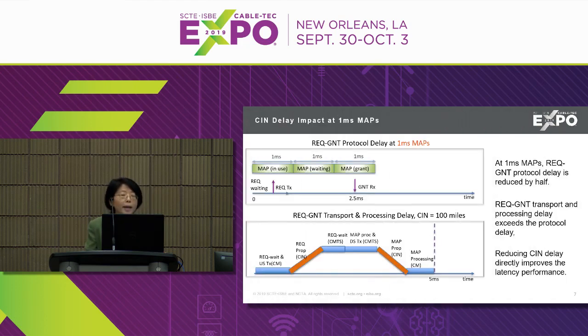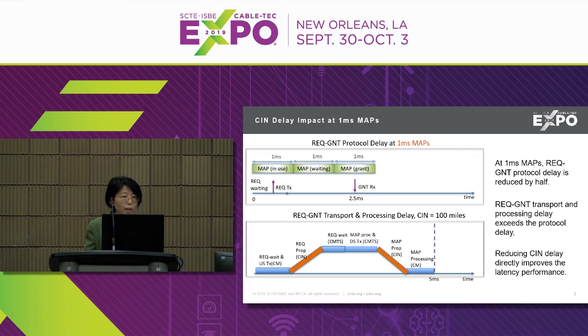Let's see case two. Case two is now we keep the sync delay the same. How about we reduce the MAP interval from 2 milliseconds to 1 millisecond? Remember, this is one of the technologies recently appeared. So by doing that, the request grant protocol delay shrinks by half. In this situation, the sync delay has nowhere to hide, right? This guy, the bottom one, becomes a dominating factor. So in this situation, cutting the sync delay is also very meaningful to reduce overall upstream scheduling latency. So this is case two.